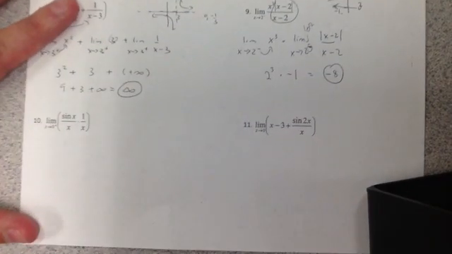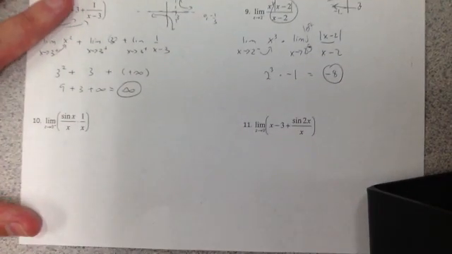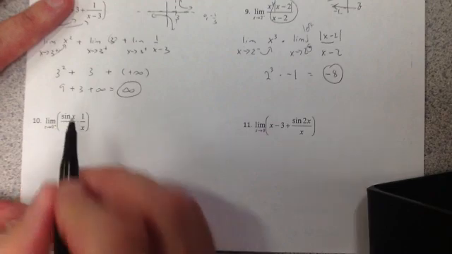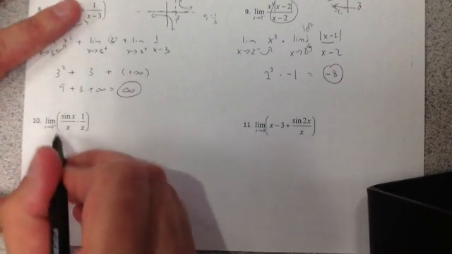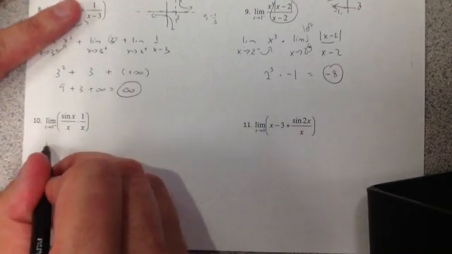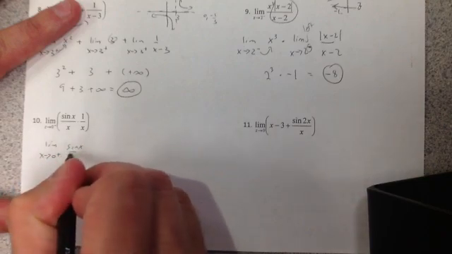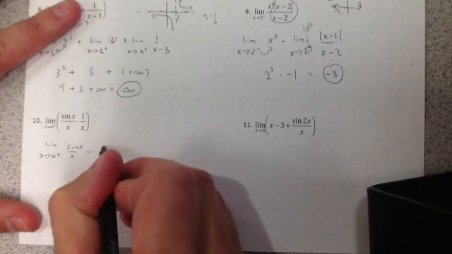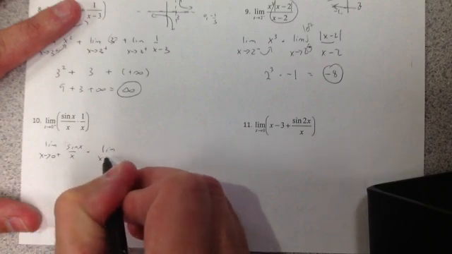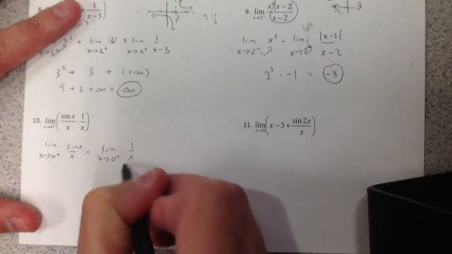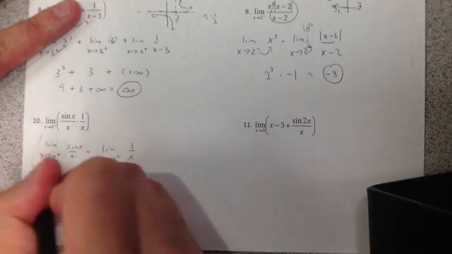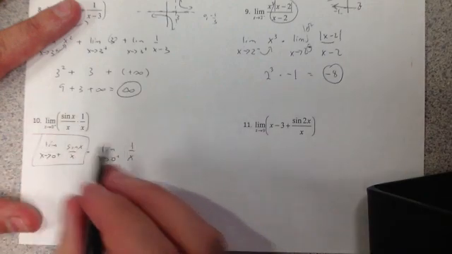All right, let's try number 10 here. Okay, we're approaching 0 from the right. So again, I'm just going to separate this all out. The limit as x approaches 0 from the right of sine of x over x, times the limit as x approaches 0 from the right of 1 over x. Now this is our rule from today. We should know this one.